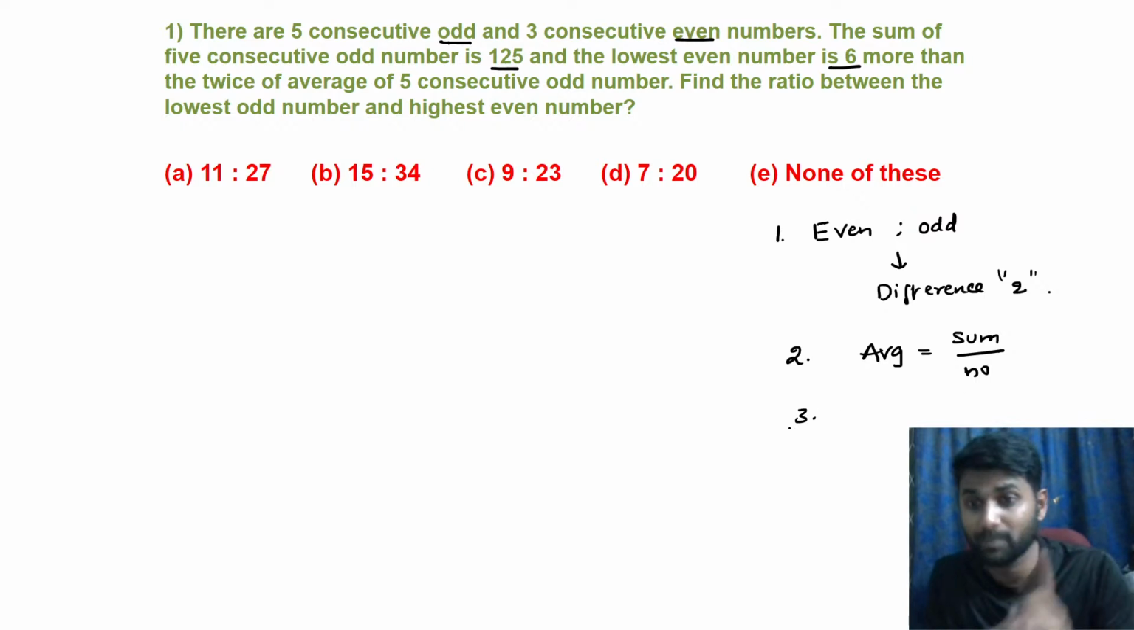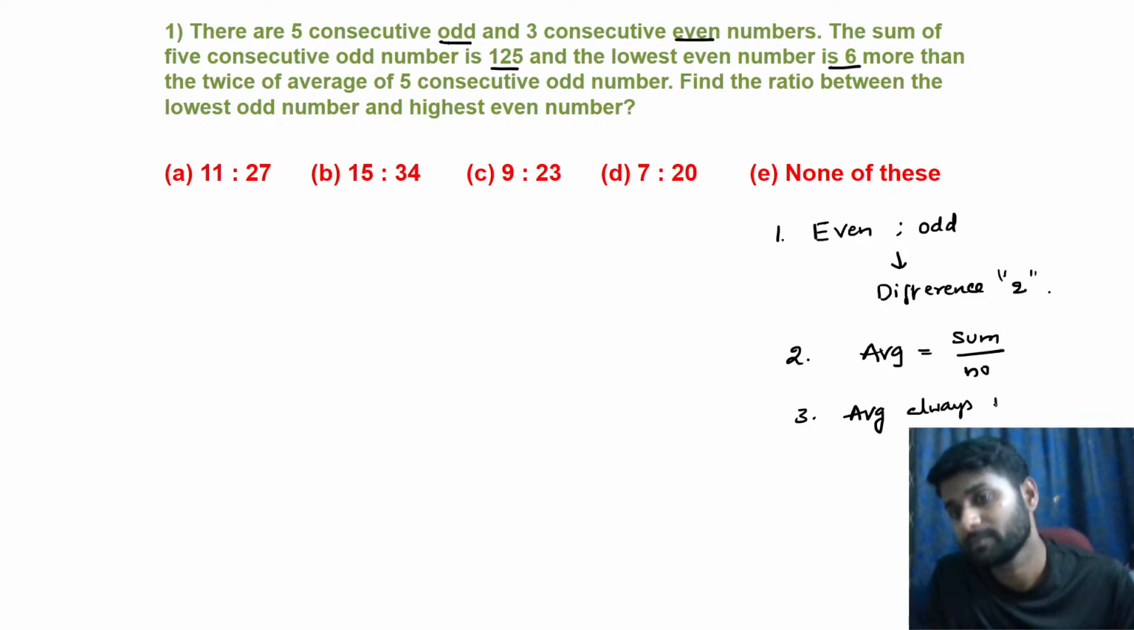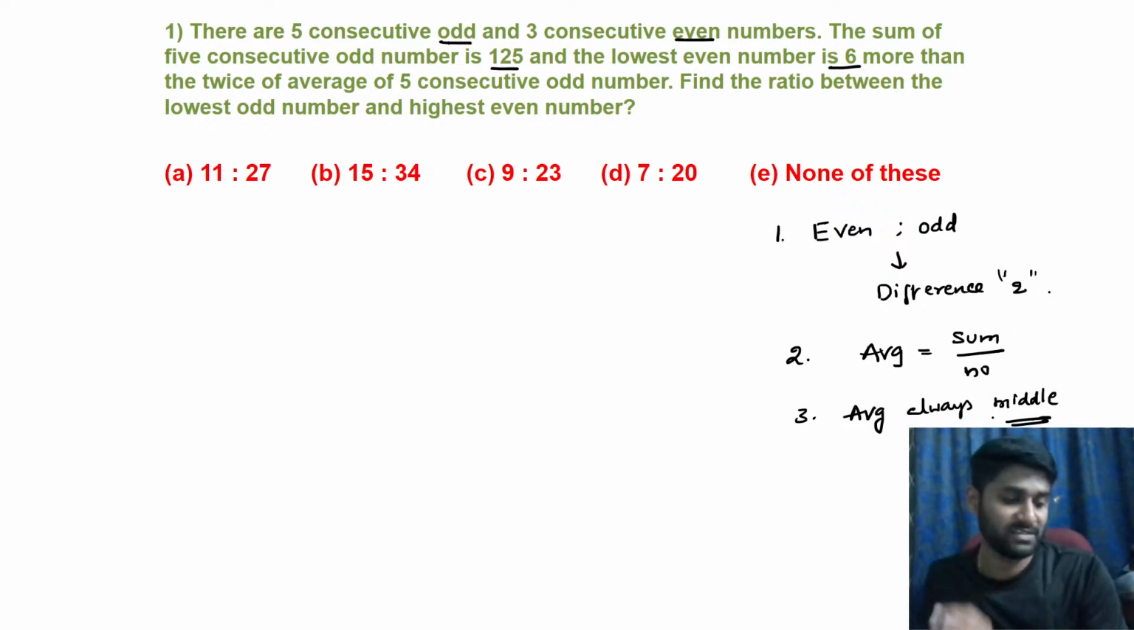Third, there is one important concept in averages, that is the concept of consecutive numbers. Remember, for any consecutive numbers, the average is always the middle number. The middle position number should be the average. If you know these 3 different pieces of information, you can solve this question.